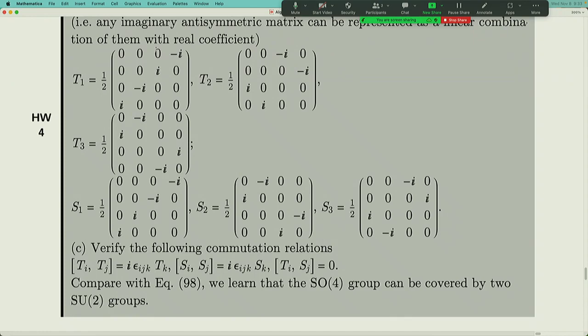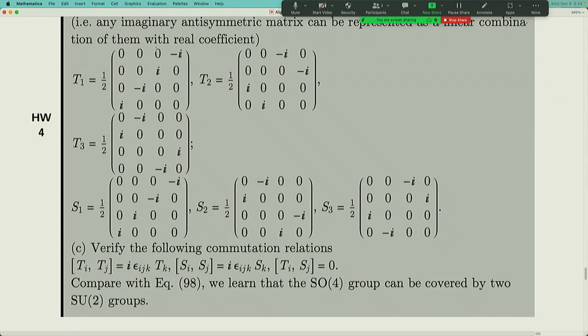And then this problem C is that you can just substitute this matrix and verify that indeed these 6 matrices, among 6 matrices, I think there are how many? 3 commutation relations, and maybe another 6 commutation relations here. You can check these commutations and show that they are indeed true.